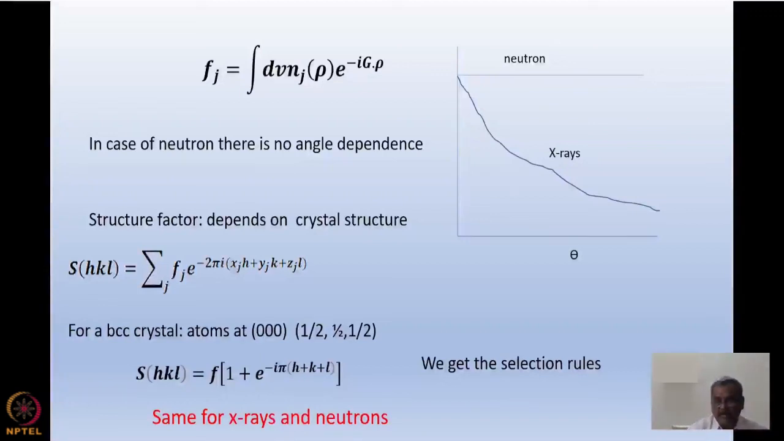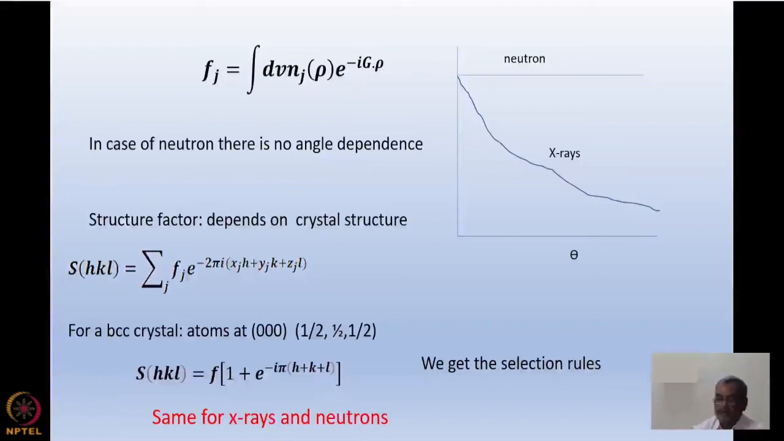1 plus e to the power minus i pi h plus k plus l remains same, and depending on the HKL values, certain peaks will be allowed, certain peaks will be forbidden, as I showed you, because e to the power minus i pi h plus k plus l is equal to cos pi h plus k plus l plus i sin pi h plus k plus l. Whenever the cos term is 1, you will have this S HKL present. When it is minus 1, then that particular reflection will not be present. So you get the selection rules, which are same for X-ray and neutron.